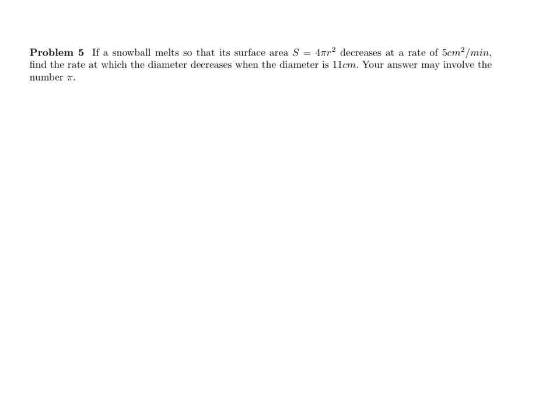In problem 5, we're given that if a snowball melts so that its surface area S equal to 4 pi r squared is decreasing at this rate, 5 square centimeters per minute, can we find the rate at which the diameter is decreasing when it reaches 11 centimeters? We can leave our answers in exact form, so if they depend on pi, that's absolutely fine. I'm going to copy down this formula again. So here I have that the surface area of the snowball, so I guess it's spherical, is equal to 4 pi r squared.